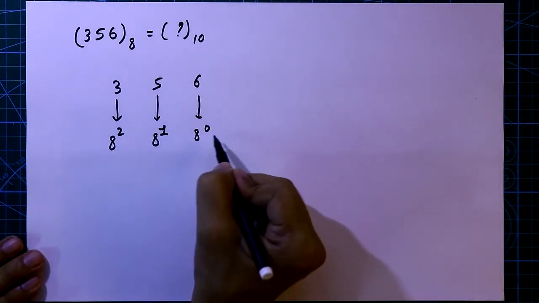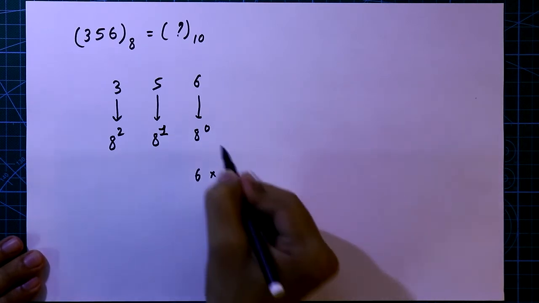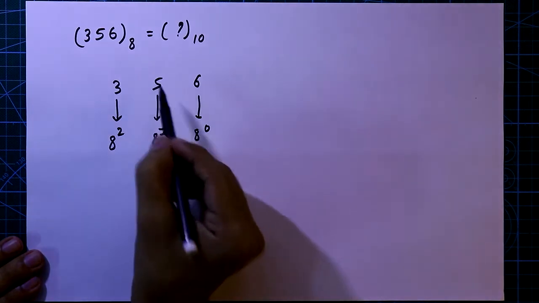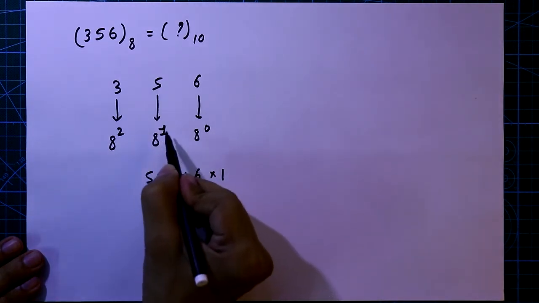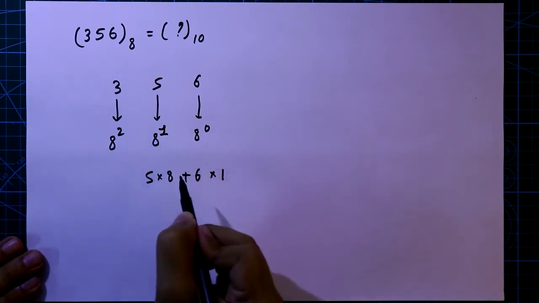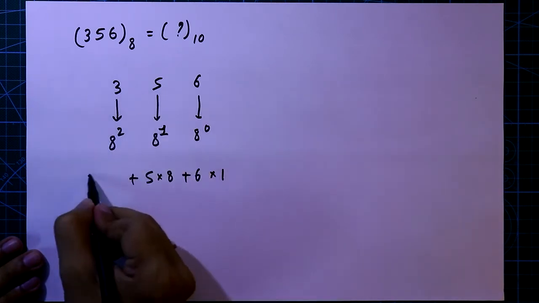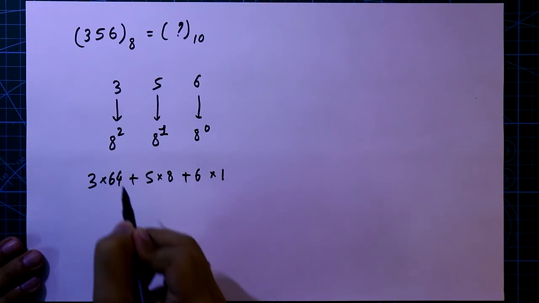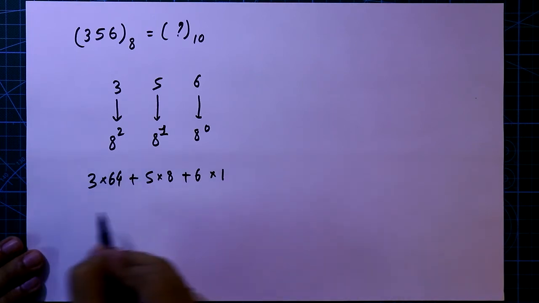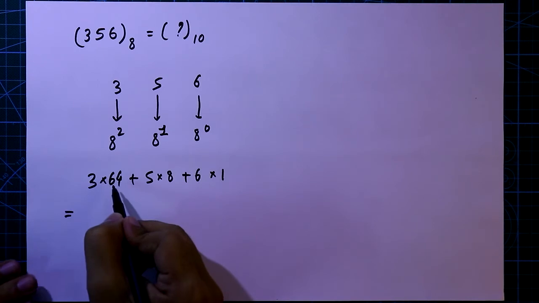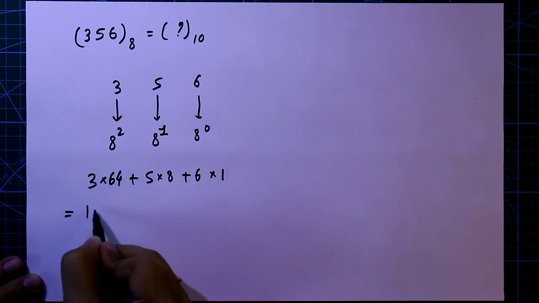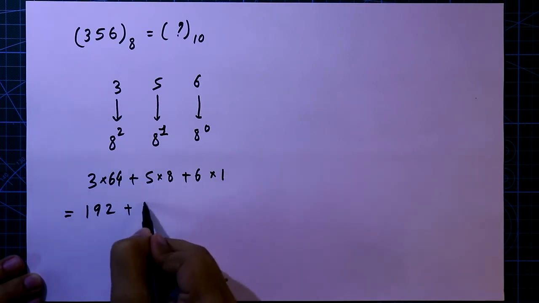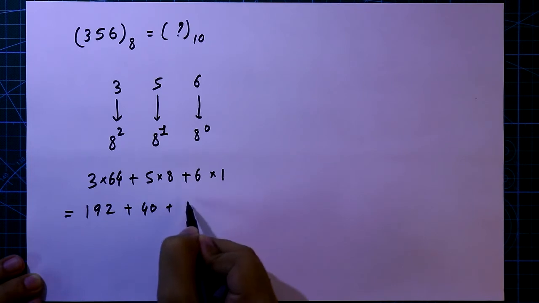Now 6 multiplied by 8 to the power 0, anything to the power 0 is 1, plus 5 multiplied by 8 to the power 1, so it is 8, plus 3 multiplied by 8 square, equal to 64. Now we have to add up these numbers. 3 multiplied by 64, it is 192, plus 5 multiplied by 8, it is 40, plus it is 6.